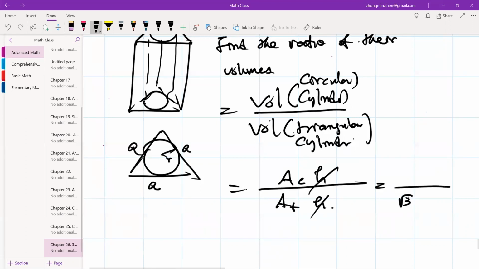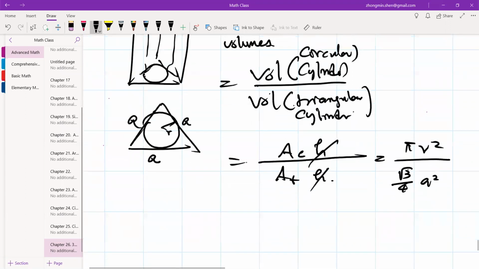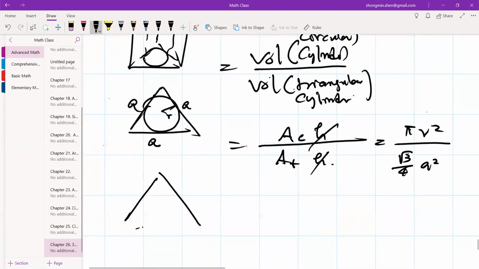It's going to be square root of 3 over 4 A squared. What is the area of the circle? It's pi R squared. So the question is, what is R over A? Do you remember the formula for the area of the equilateral triangle? I just memorized it, but you can derive it yourself. This side is A, this is A, here's A. This is the special triangle, and the height is square root of 3 over 2 times A. So the base times height divided by 2 gives you the area formula of the equilateral triangle.